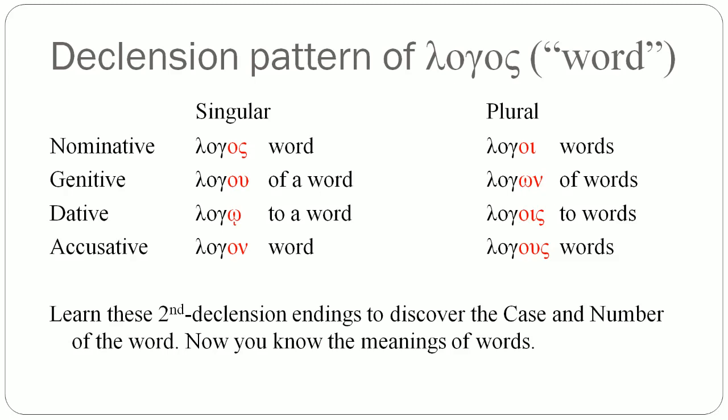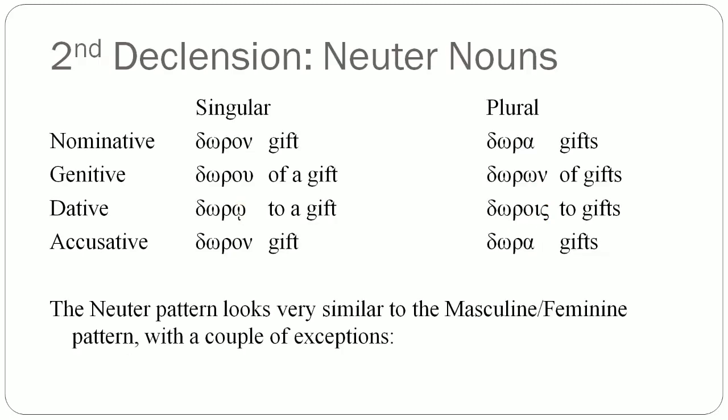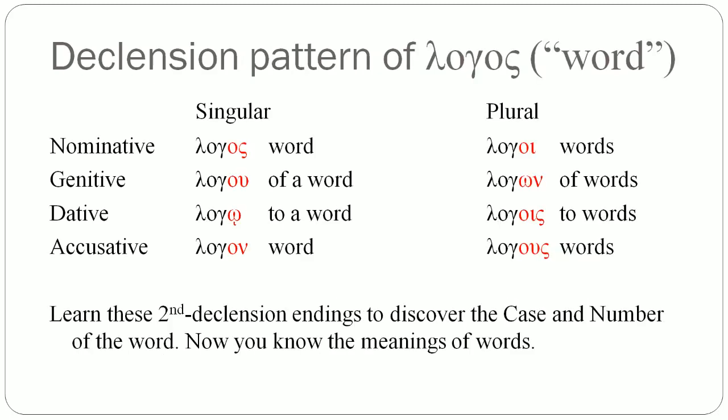Again, you can take these endings, plug them onto any other noun stem, and you'll have the correct declension pattern, and you know what case it is and what the number is. So learn these second declension endings really well, and you'll be well on your way to translating. Logos is a masculine second declension word, and so it takes those endings. If it was feminine, the endings would be exactly the same. Logos happens to be masculine, but if it was a feminine word, still the same endings. Masculine and feminine look the same.